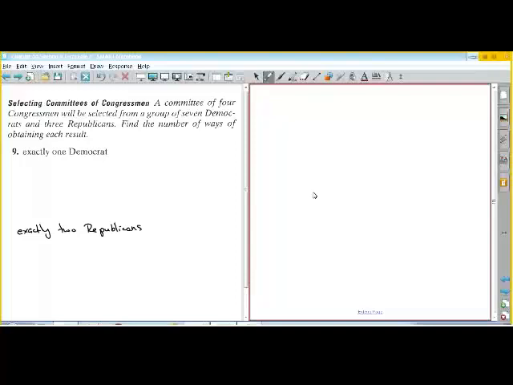So this, I don't know what number this is, but obviously I've taken it out of the book. It says a committee of 4 congressmen will be selected from a group of 7 Democrats and 3 Republicans. Find the number of ways of obtaining each result. So the first question is, how do you get it? So you've got a committee of 4 people, exactly 1 Democrat.